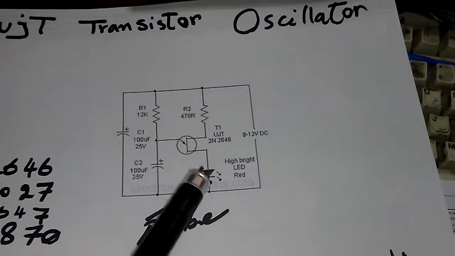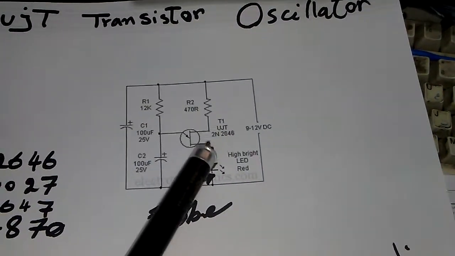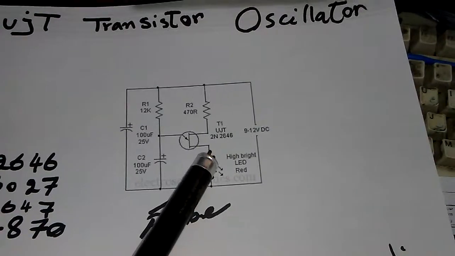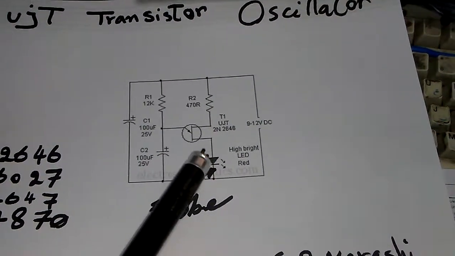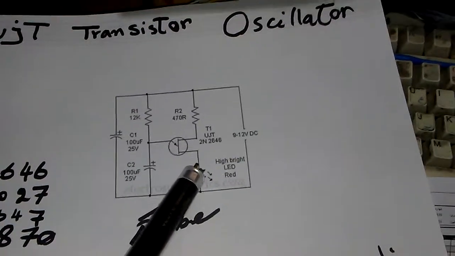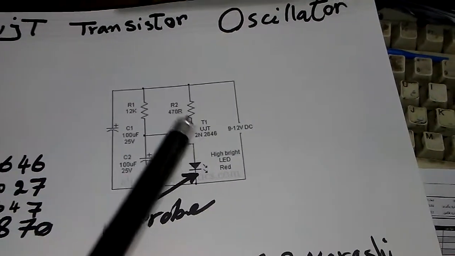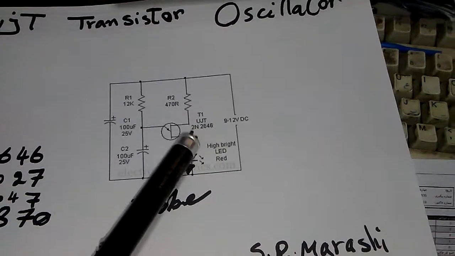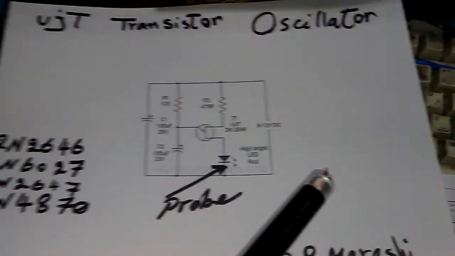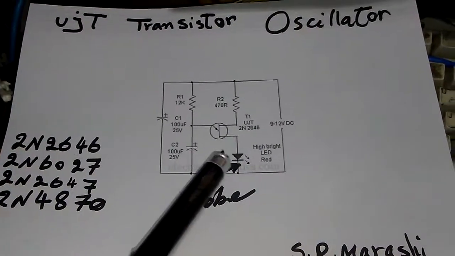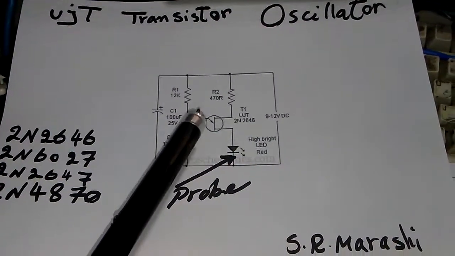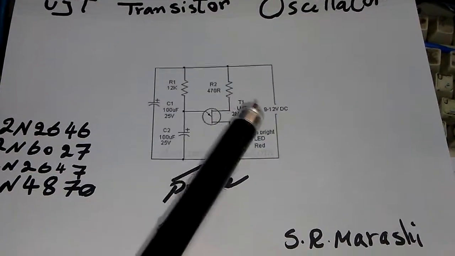The probe should be connected to this place. If you are going to remove the LED or buzzer, you need to replace these two resistors and connect the probe here. I should say the UJT transistor is not the same as the others. It comes with emitter, and B1 and B2.